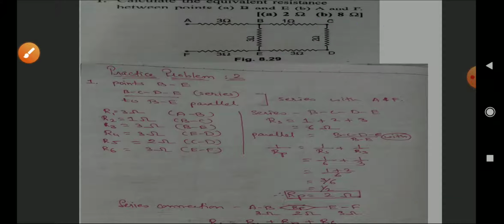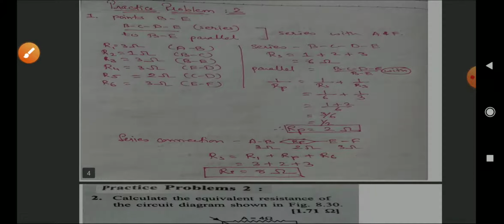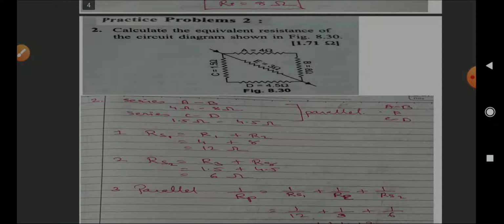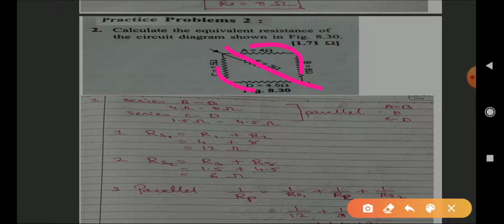Now this one is in series, so you get 3 plus 2 plus 3. So 3 plus 3, 6, plus 2, 8. So you get 8 ohms. This is the way you need to do the sum. First of all you find out which are the resistors in parallel connection and which are the resistors in series connection. Then it becomes really easy. In this one, you will come to know this one is in series, this one is in parallel, this one is in series. Understood? So it is like this.